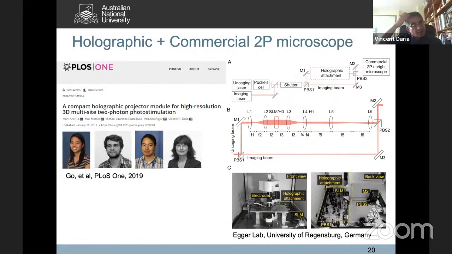So this is another experiment. We had some collaborators in Germany where we built the same holographic projector into their existing 2-photon microscope. So this is the setup that we built in Germany. This is their existing 2-photon microscope where they performed experiments. Veronica is a neuroscientist, and she has a specific question which our system can actually answer.